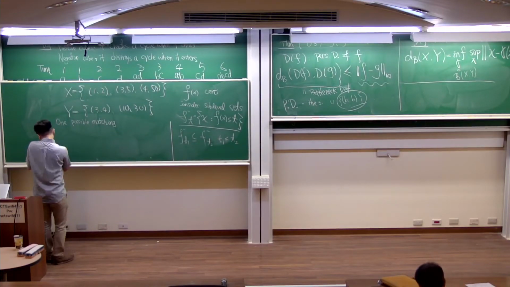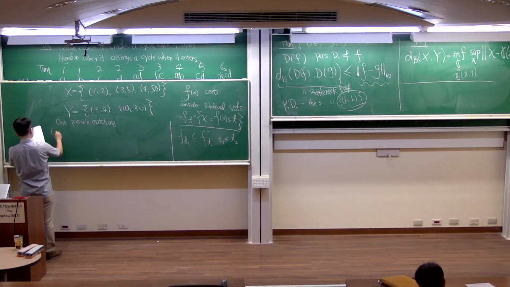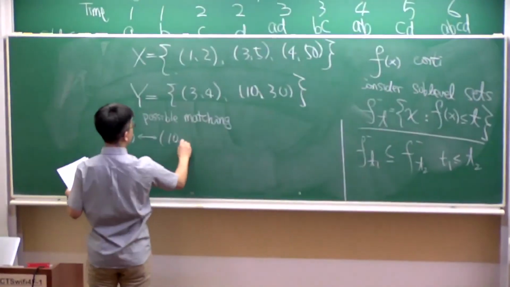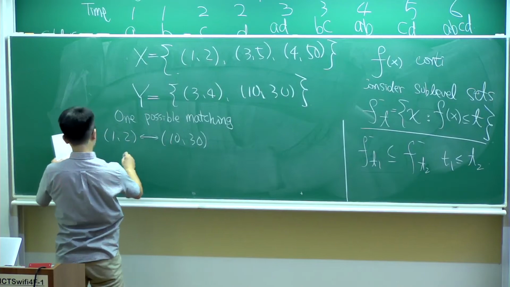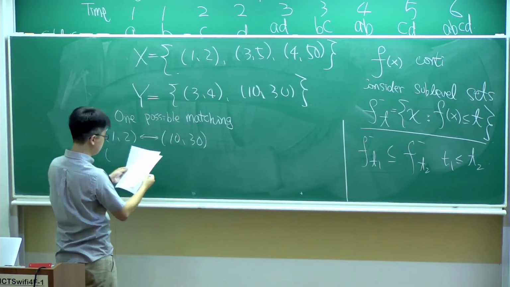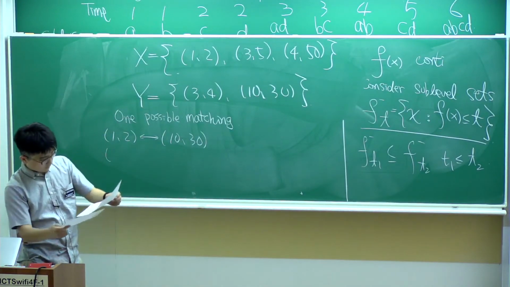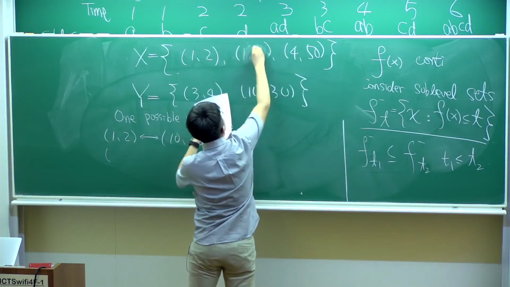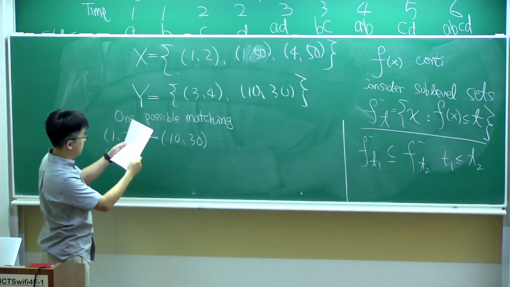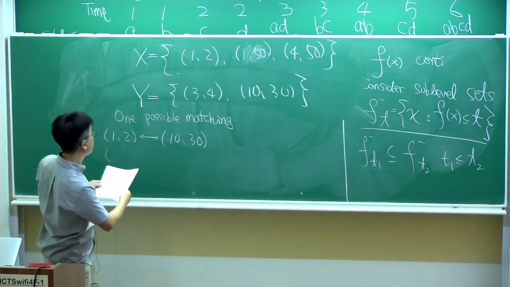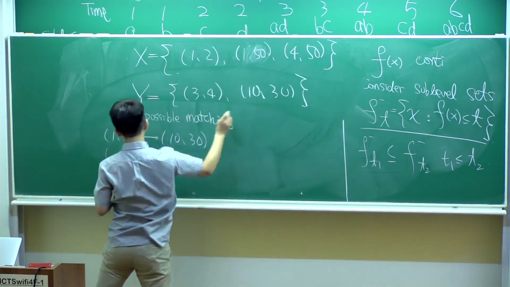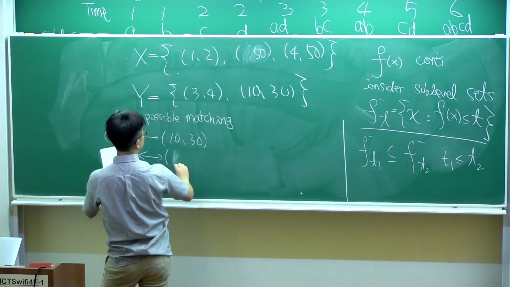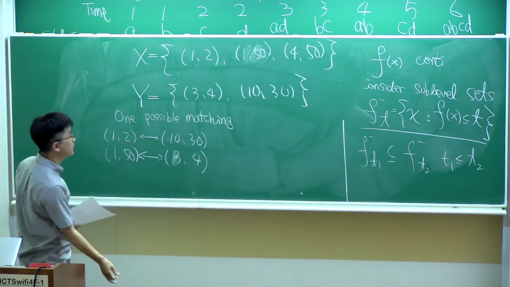You may do the following matching. You may do it like this: 1, 2 match to, I don't know, 10, 30, match to here, and 1, 50, and 4, 50, 3, 4, 10, 30. And then maybe I pair this guy with that guy. There are infinitely many ways to do the matching.